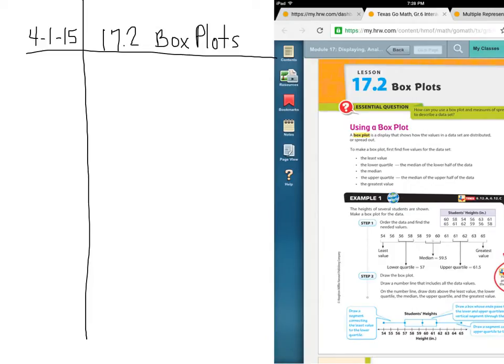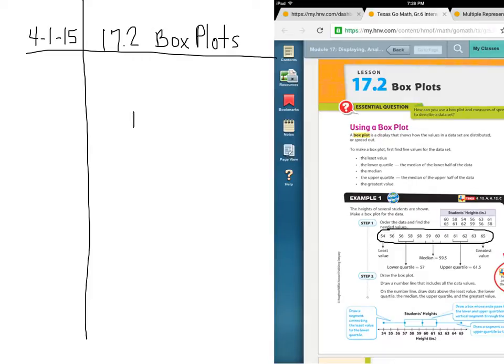So when you make a box plot, you have to make sure that the numbers are in order from least to greatest, just like when you find the median. And the reason you do that is because you do have to find the median. Now this is what your box plot is going to look like. So I want you to put this in your notes.